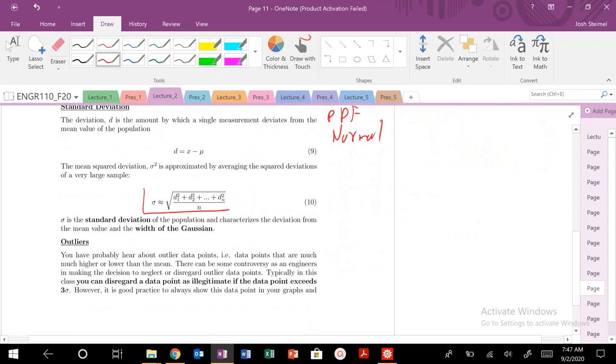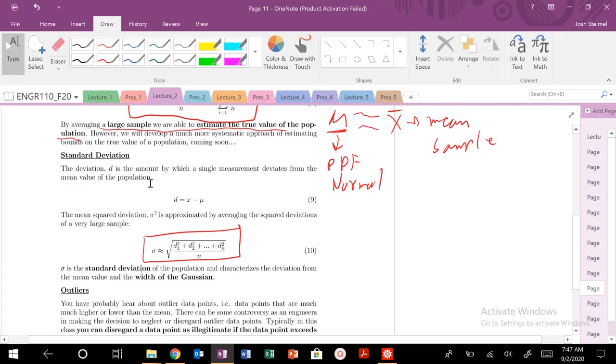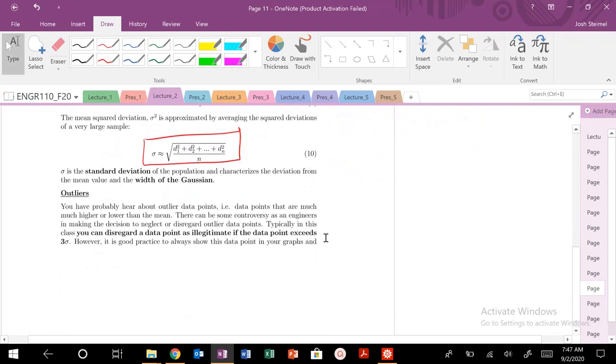And these are just definitions of standard deviation, how to calculate it. You should hopefully know that at this point. Or just type in Mathematica, standard deviation, mean, et cetera.